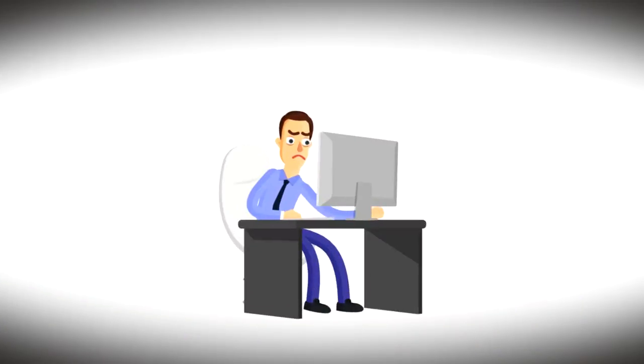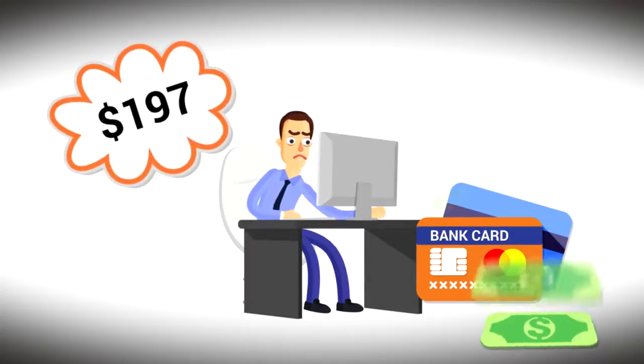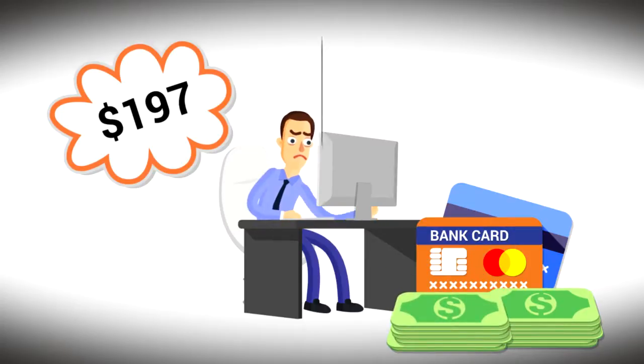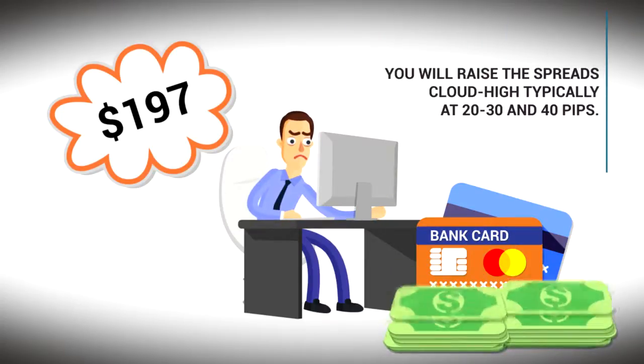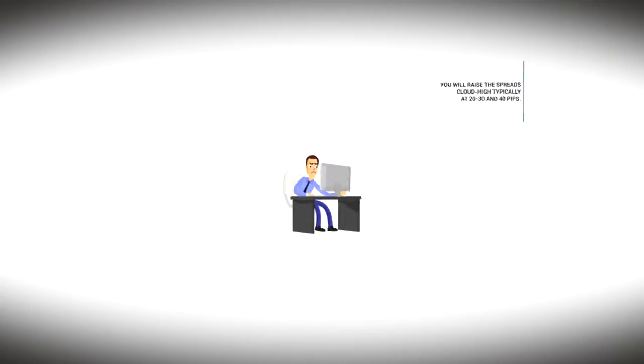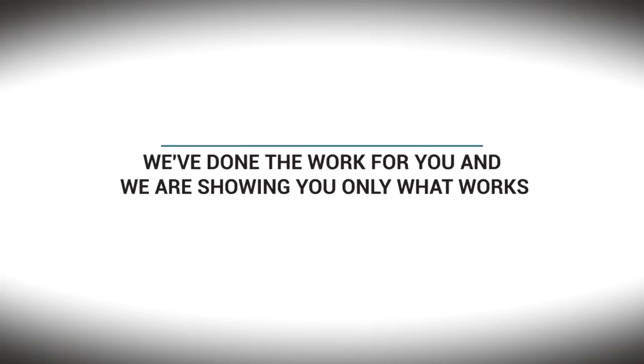The other way would be to pay $197 US and use any broker. The problem is that some do not have the liquidity to accept orders in times of high volatility. You will see the spreads go very high, typically at 20, 30 and 40 pips. While we recommend to have great execution and good performance in times of high volatility, do not reinvent the wheel. Do not break your head. We have already tried many brokers in our 10 years of experience. We've done the work for you, and we are showing you only what works.